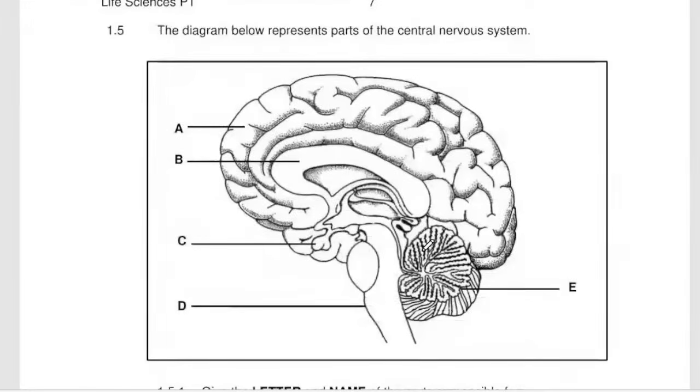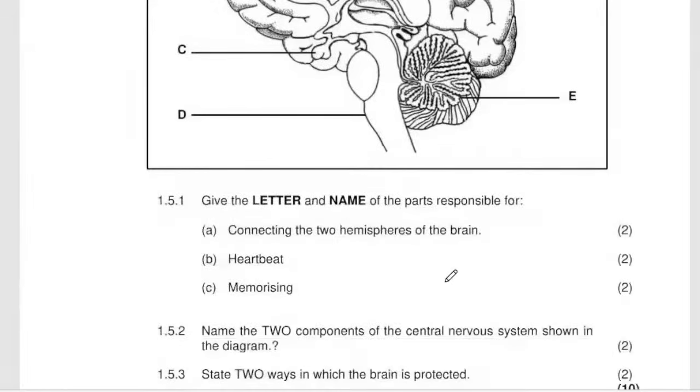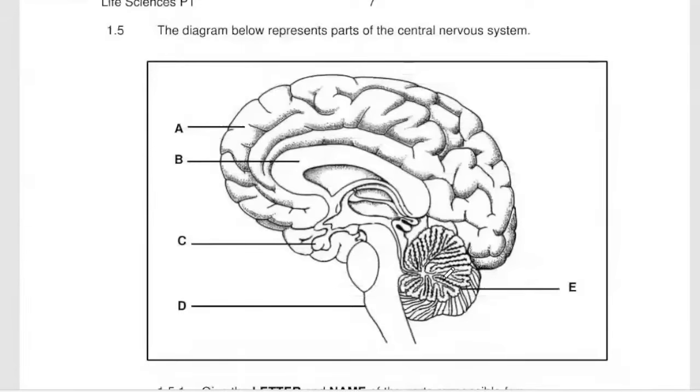So we shall go back to the other question, but now let's continue and find out what they are saying here. They're saying, name the parts, give the letter and the name of the part. Make sure that you know how to label the parts of the brain. So what is A? That is the cerebrum. What is B? That's the corpus callosum. What is C? That's the pituitary gland. And then what is D? That is the medulla oblongata. And then what is E? That is the cerebellum.